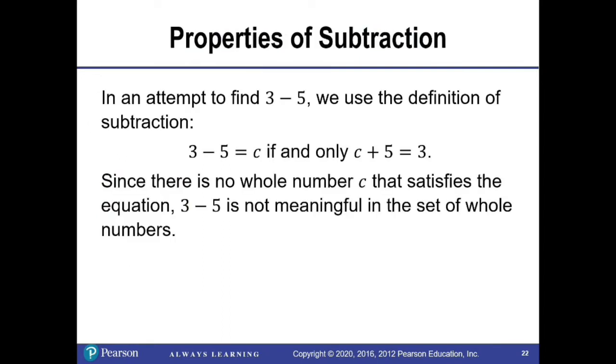This brings us to our properties of subtraction, but a word of warning first. If I'm talking about 3 minus 5, you know from algebra that 3 minus 5 is negative 2. Using our definition of subtraction, 3 minus 5 equals C, some number, if and only if I can use addition to get 3. So in other words, what number plus 5 gives me 3? Well, there's not a whole number plus 5 that equals 3. So 3 minus 5 doesn't really mean anything in our set of whole numbers.